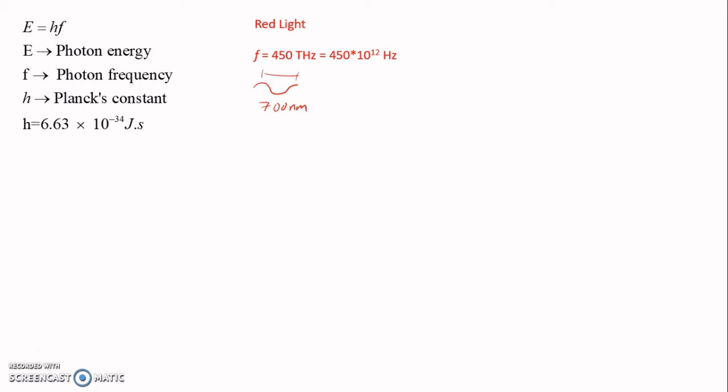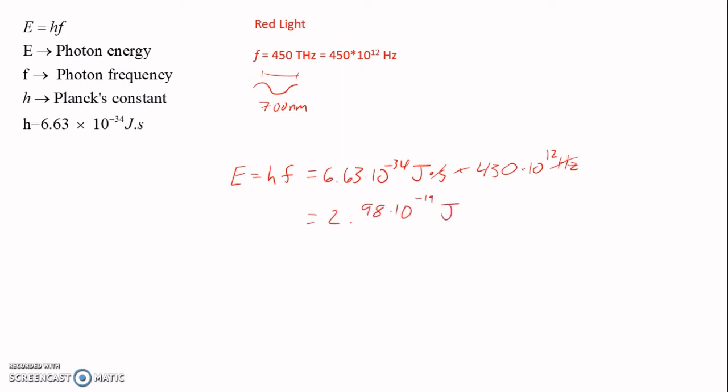So the amount of energy inside of this one photon we can calculate as the product of Planck's constant times the frequency. 6.63 times 10 to the minus 34th joule seconds times the frequency, 450 times 10 to the 12th hertz. This gives us a product of 2.98 times 10 to the minus 19th joules. So that is the amount of energy in one photon of red light at that frequency.